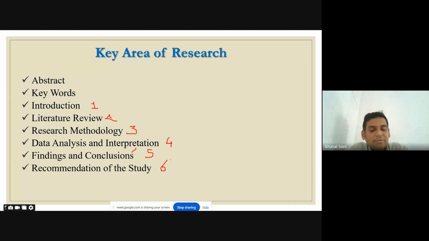Then we also need to define the data analysis tools and techniques. Data analysis tools and techniques basically depend on the objectives of the study. Whatever objectives we have framed, according to those objectives we have to adopt the data analysis tools and techniques that we have to apply.